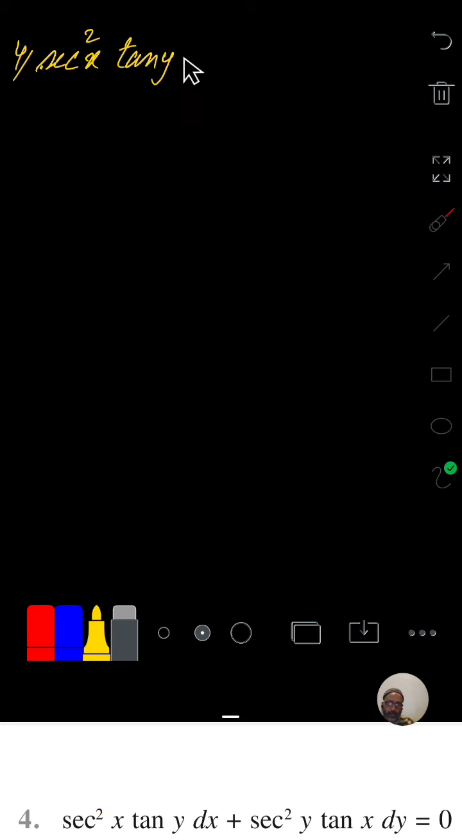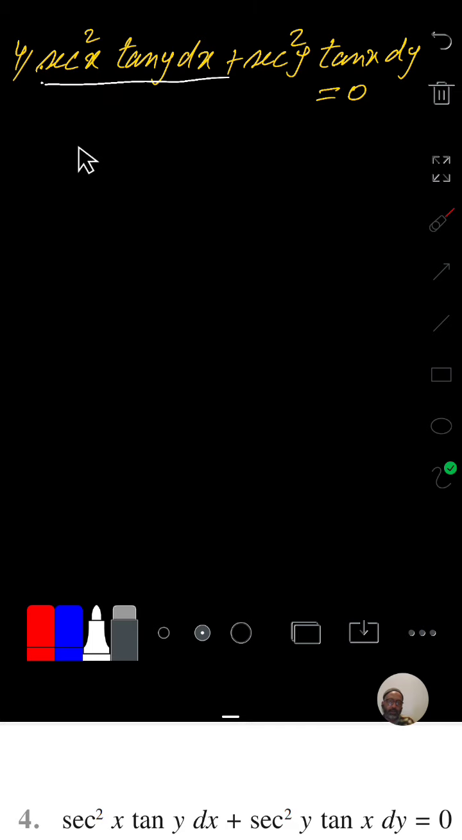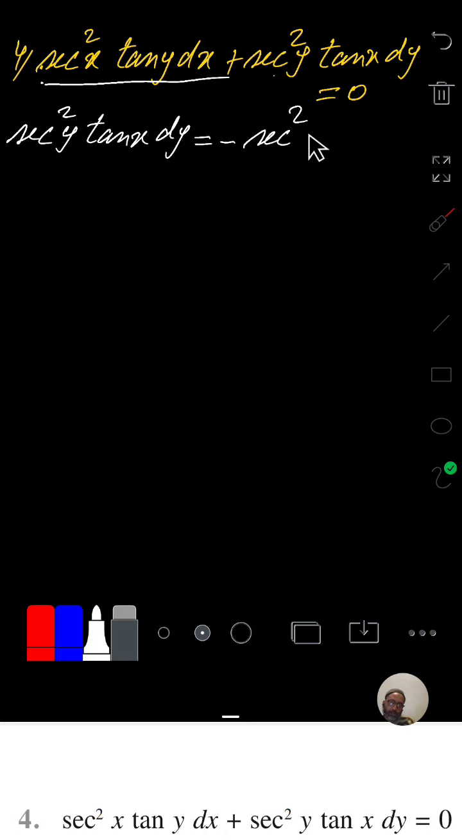So the fourth question is sec square x tan y dx plus sec square y tan x dy is equal to 0. So here transposing this term to right hand side, on the left hand side we get sec square y tan x dy is equal to minus sec square x tan y dx.